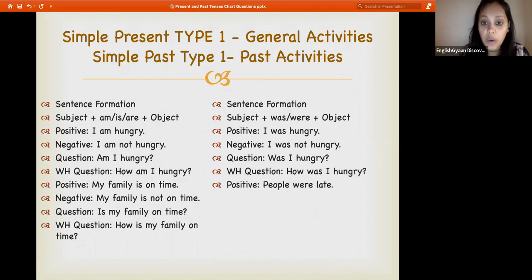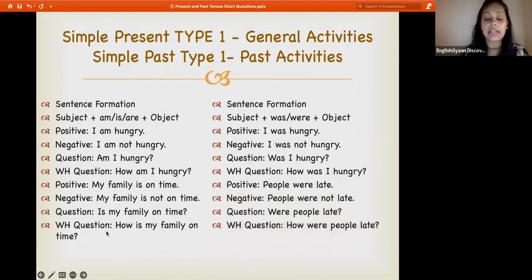And if you want to use were, for example, people were late. With people, you will use were. People were late. People were not late. Were people late? Why were people late? Or when were people late? So this is the sentence formation when you compare simple present type 1 with simple past type 1. Simple present is activities that we do generally, your routine activities, and simple past are activities that we did yesterday, last week, or earlier part of the same day.